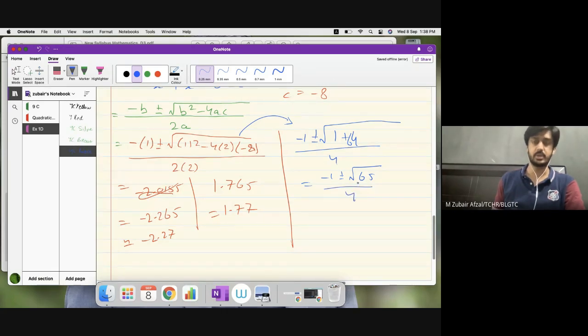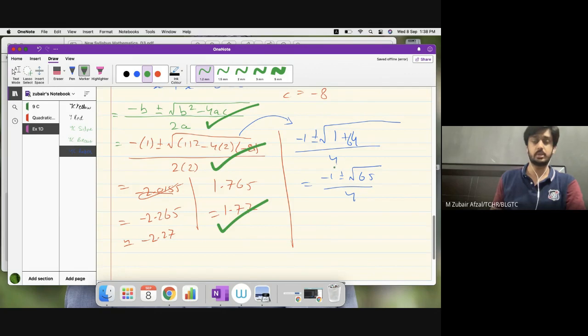Whether you do this simplification or not, you will get full marks. There are 3 steps. Students, what are those 3 steps? First is the formula, second is placing of values, third is rounding off the correct answer. This carries 3 marks; 2 marks and 3 marks are secured here.